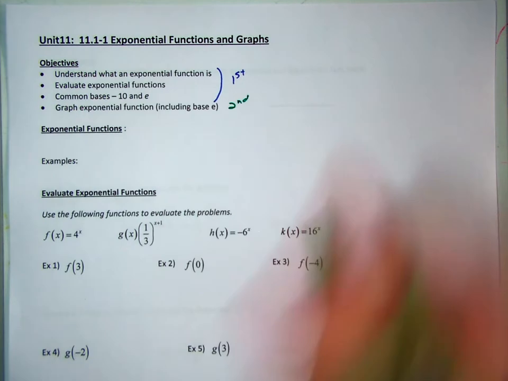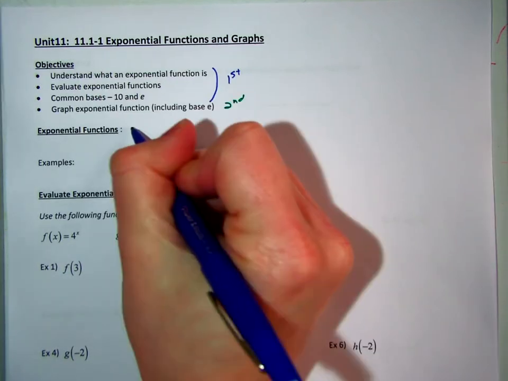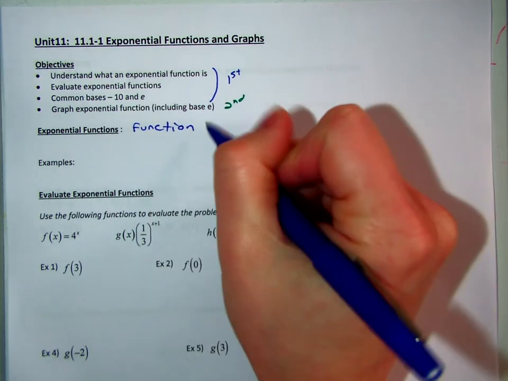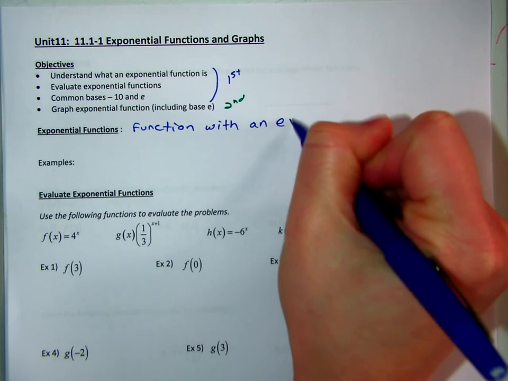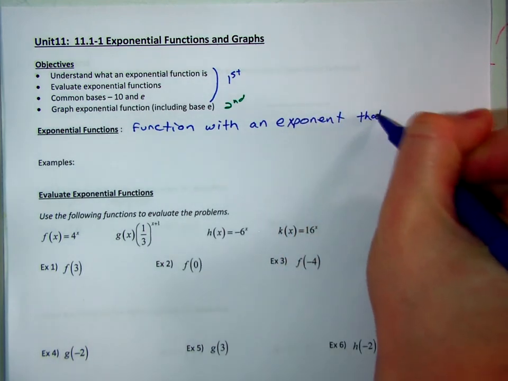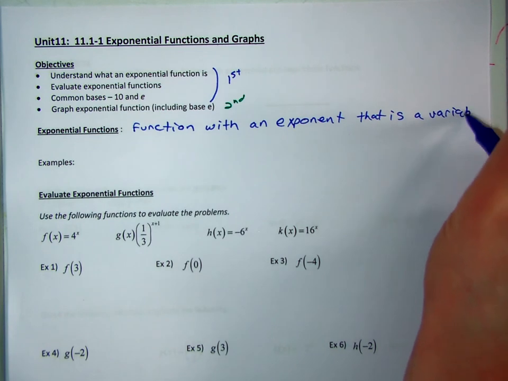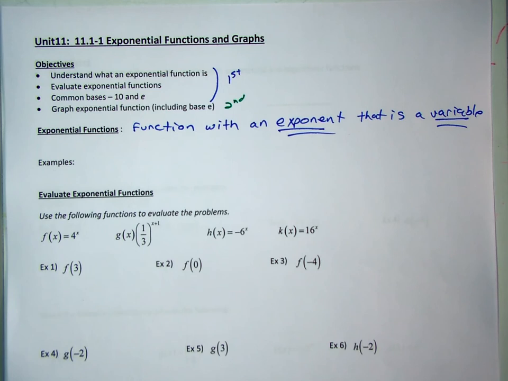So when we talk about an exponential function, it is a function with an exponent that is a variable. And that's important. The exponent has to be a variable. It's not that there's just an exponent in it. To be an exponential function, that exponent must be a variable.